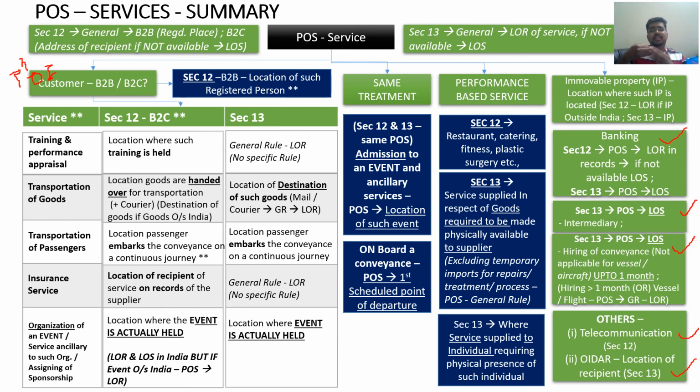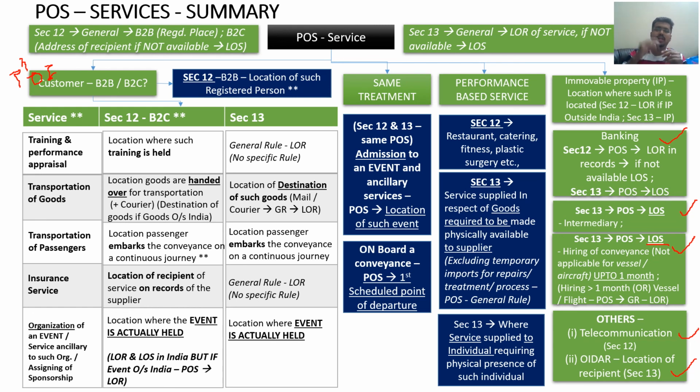However, if it is other than vessel or aircraft, any other means of transport is hired, including a yacht, right? So in that case, you need to see till how long that particular conveyance is being hired. If it is more than 1 month, then again general rule, similar to vessels or aircraft. If it's more than 1 month, go by the general rule. If it is only up to a month, then the location of supplier will be the place of supply. Like in our case, if the corporate company is booking the yacht for 2 weeks, then POS will be the LOS. Kerala will be considered as the place of supply.